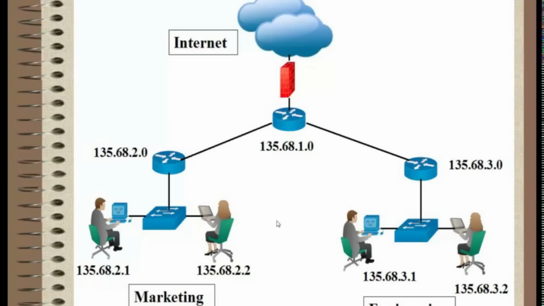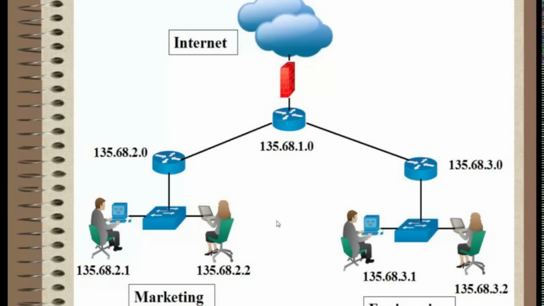Networking classes. The network classes are A, B, C, and D. Class A has the subnet mask 255.0.0.0. The addresses start from 0 and go up to 126.255.255.255. It connects 16 million hosts. Class B has the subnet mask 255.255.0.0. It starts at 128.0.0.0 and ends at 191.255.255.255.